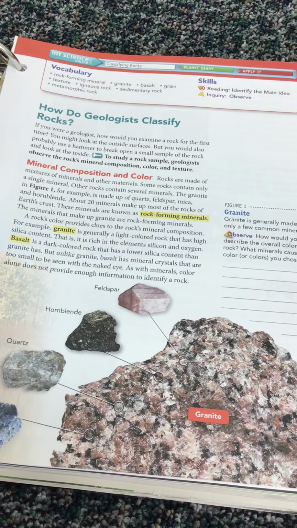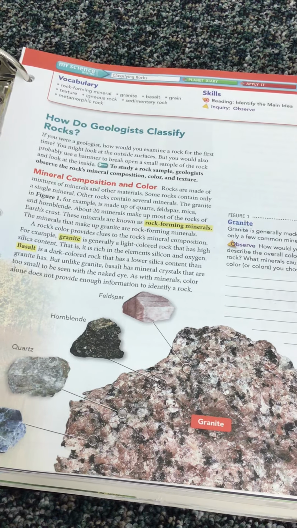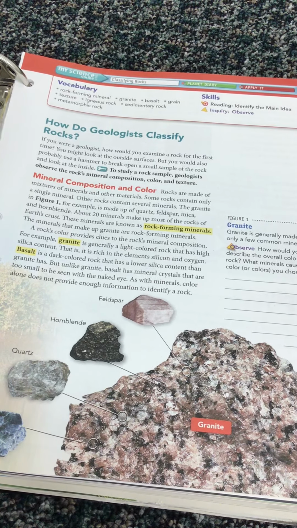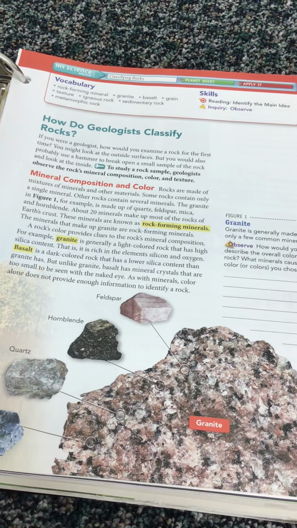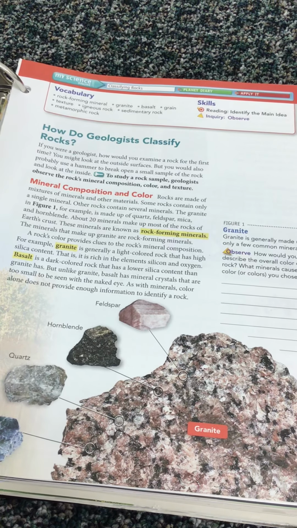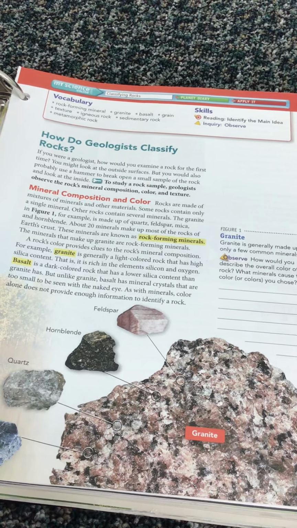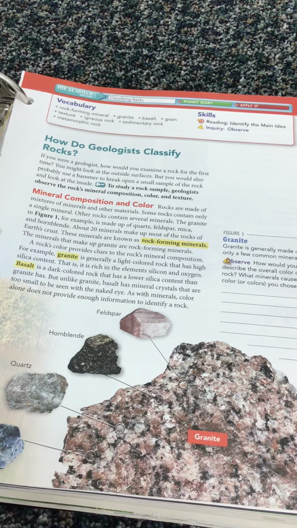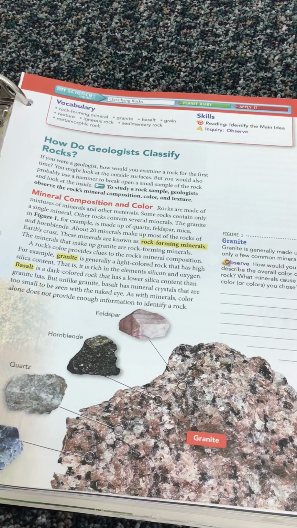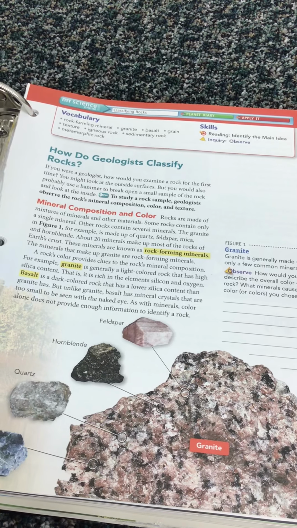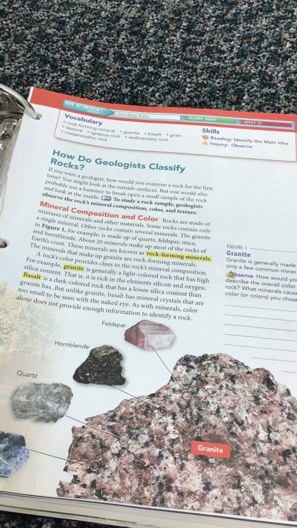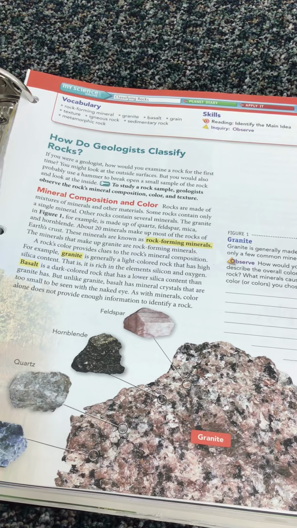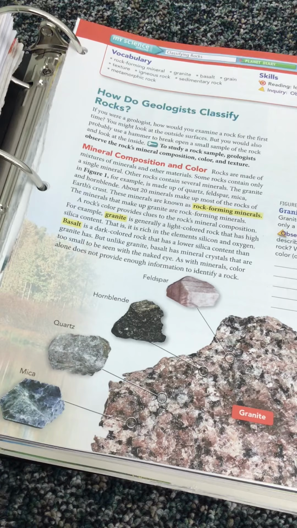Mineral composition and color. Rocks are made up of mixtures of minerals and other materials. Think of cookies. Different ingredients and different things inside of them make them all look different. Some rocks contain only a single mineral. Other rocks contain several minerals. The granite in Figure 1, for example, is made up of quartz, feldspar, mica, and hornblende. About 20 minerals make up most of Earth's surface. That's an important key fact. So those 20 minerals are called rock-forming minerals. The minerals that make up granite are rock-forming minerals, and they have all four of those listed in that picture below.